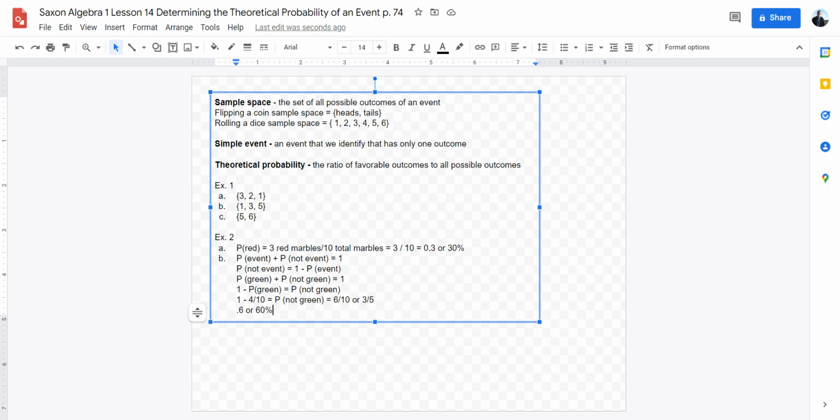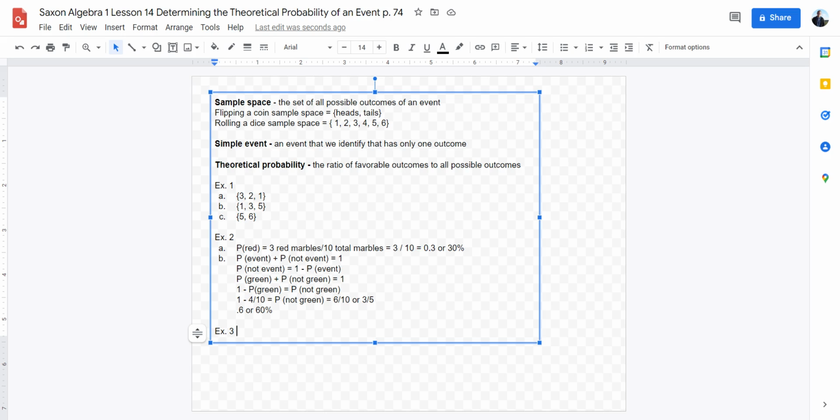All right, let's move on to the next one, calculating chance. Chance just means, the way that Saxon math uses chance, all they're talking about is which has a greater probability. And the thing that has a greater probability has more chance of happening. Okay, so let's take a look at example 3.